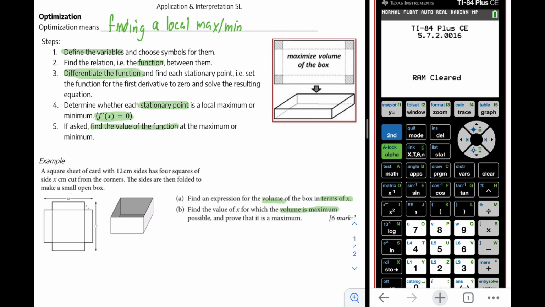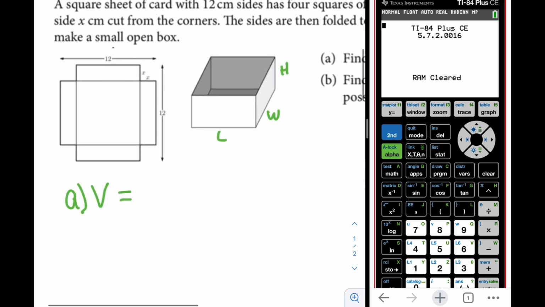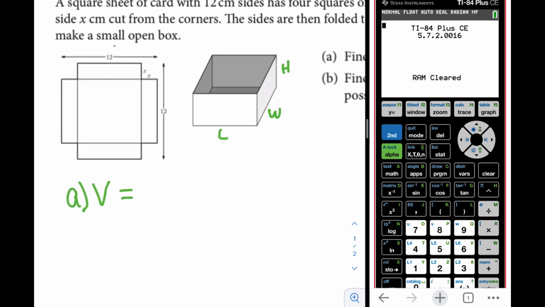So that's done. Part 2, we're going to create a function. Now our objective is to maximize the volume, so I need to create an equation for volume itself. The volume is going to be the length times the width times the height of our box. So we're going to use the x in order to find out what that is. Let me zoom in here. The height of our box is going to be the value of x.